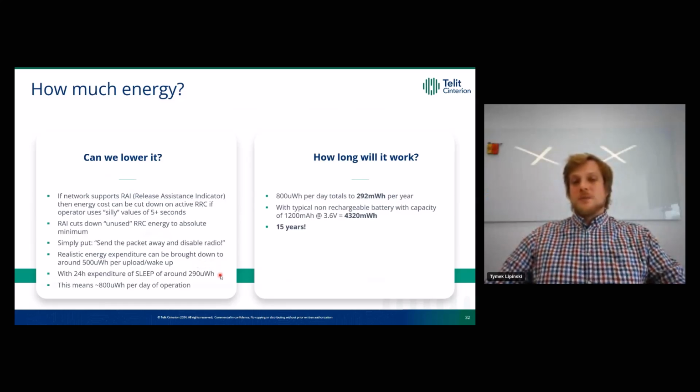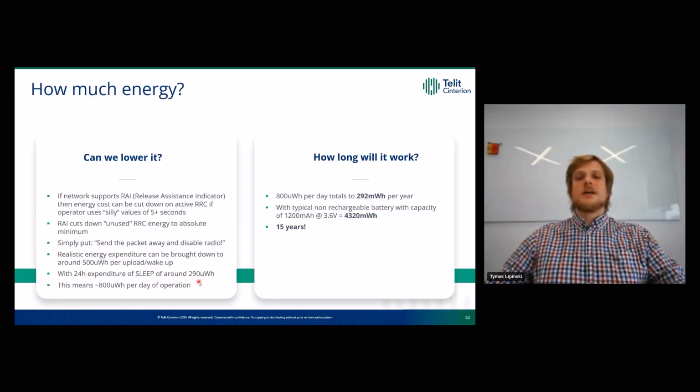Then we have the expenditure of the sleep, so the 4 microamps of current for 24 hours of sleep is around 290 microwatt hours. If we add them up, that means we are consuming for 1 communication cycle per day roughly 800 microwatt hours. So how long will our device work consuming this much energy? For a year, it would be nearly 300 milliwatt hours.